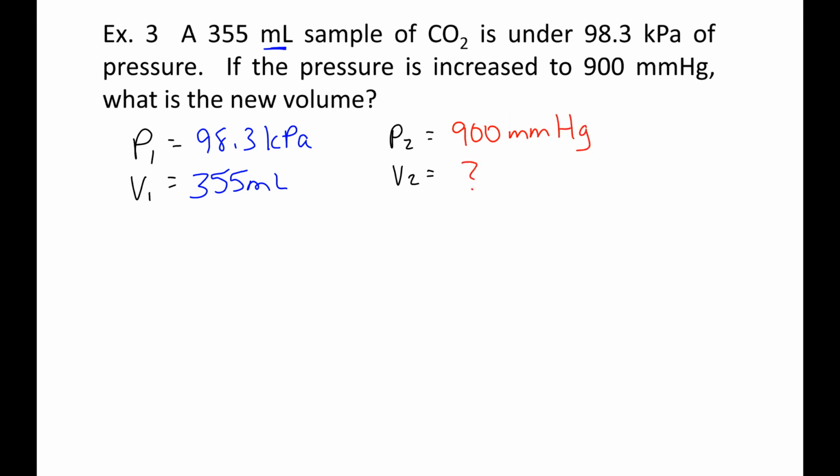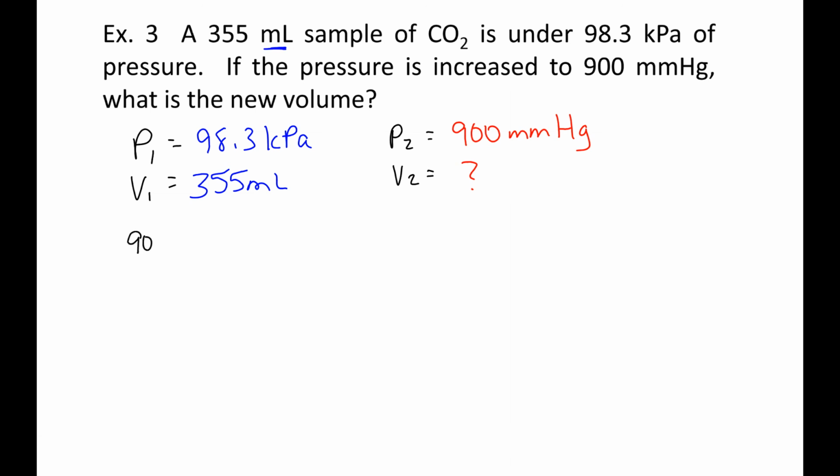Oops, we got a problem here. One of the things in all these gas law problems, especially when you're doing Boyle's law or Charles' law or any of those laws, the pressure units and the volume units have to be the same. They can't be different. You can't have kPa and millimeters of mercury and put it into the problem. You're not going to get the correct answer. So, since I started out with kPa, I'm going to go ahead and convert my millimeters of mercury into kPa.